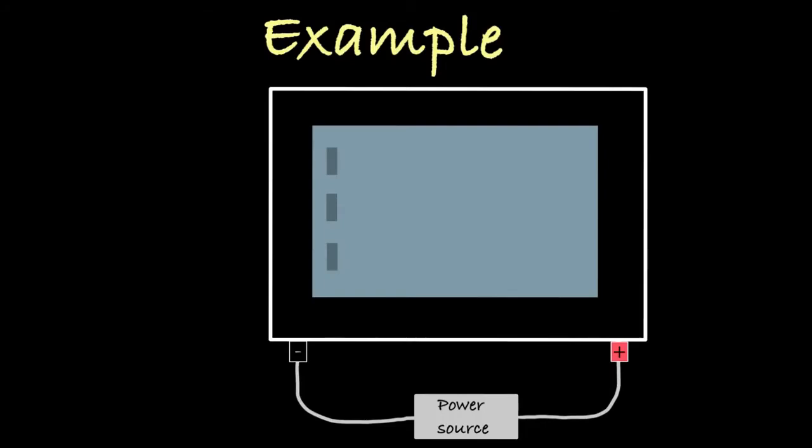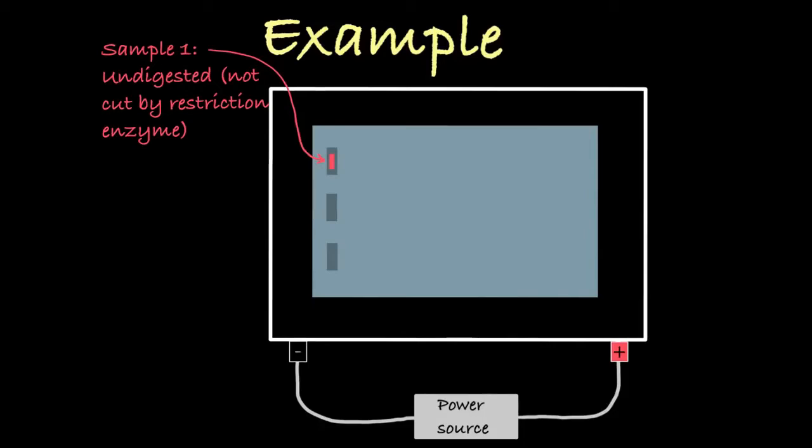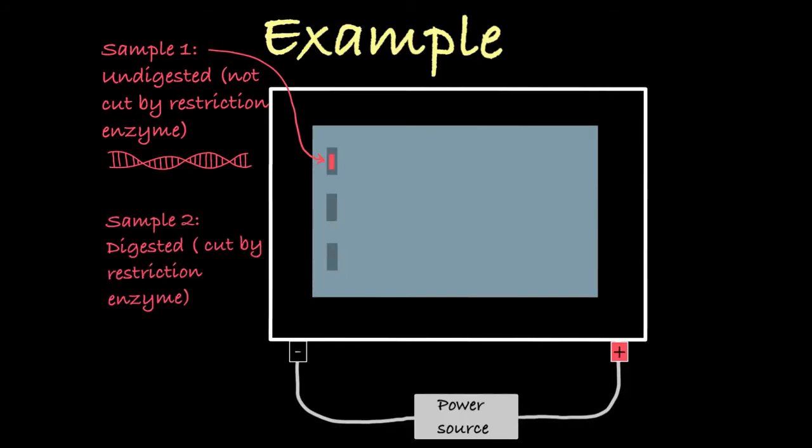In this case, let's run two samples through our gel. In the first well, let's run an undigested sample that only contains the full large segment of DNA that has not been cut by the restriction enzyme. In the second well, let's run the sample that has been digested by the restriction enzyme, resulting in this medium-sized fragment and a smaller fragment. As the gel runs, the smaller fragment will move faster through the gel than the larger fragment, and we end up with something that looks like this.